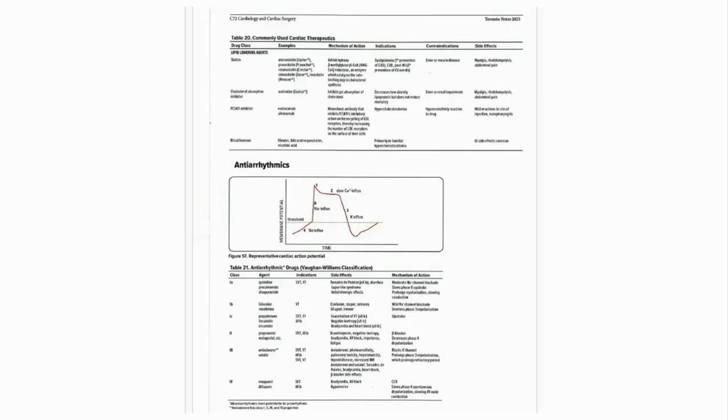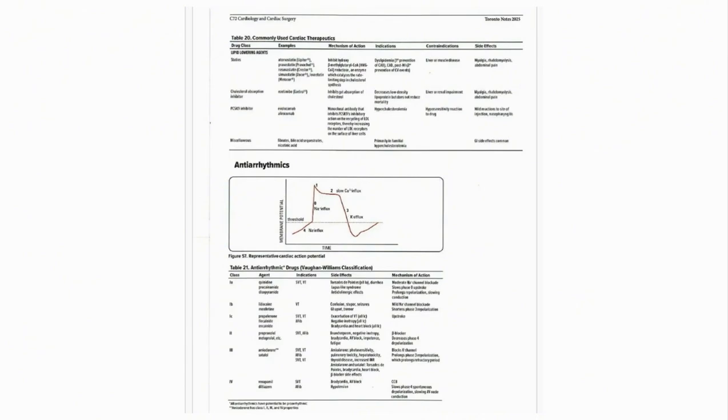Important clinical pearl. Finally, remember the note at the bottom of the table. All antiarrhythmic drugs have the potential to be proarrhythmic, meaning they can paradoxically induce dangerous arrhythmias. In addition, amiodarone is unique because it exhibits class 1, 2, 3, and 4 properties, making it one of the most effective but also one of the most toxic antiarrhythmic medications.